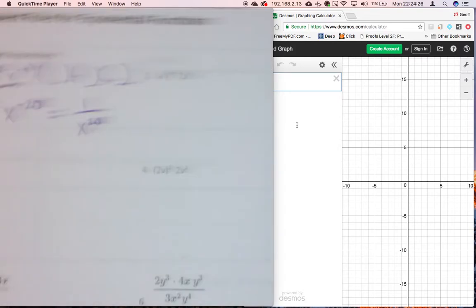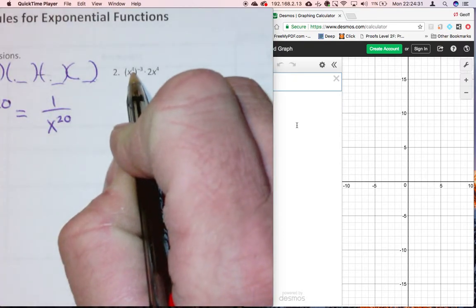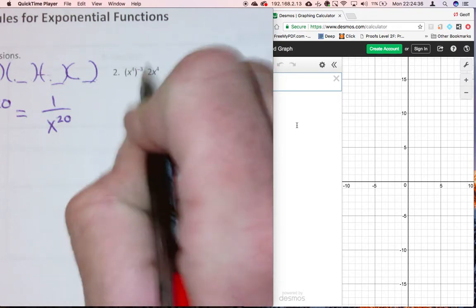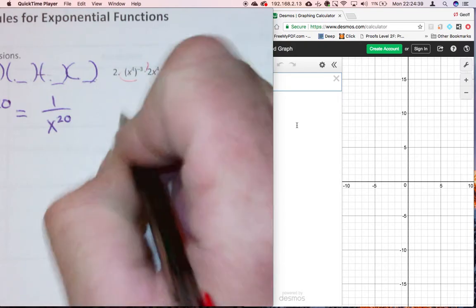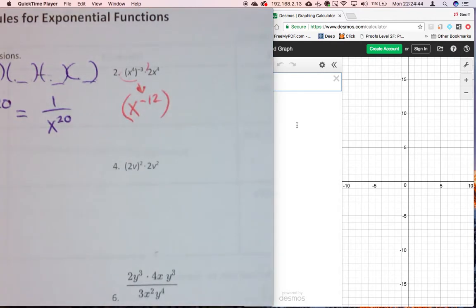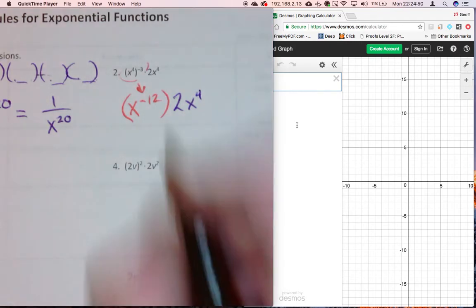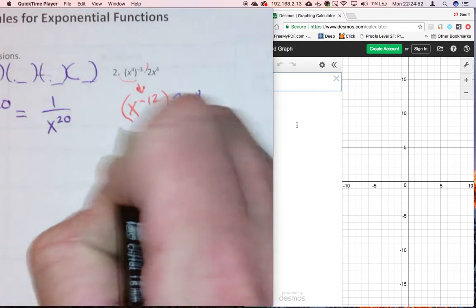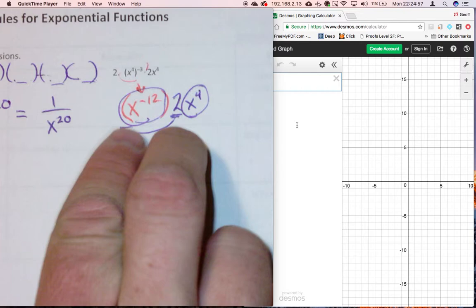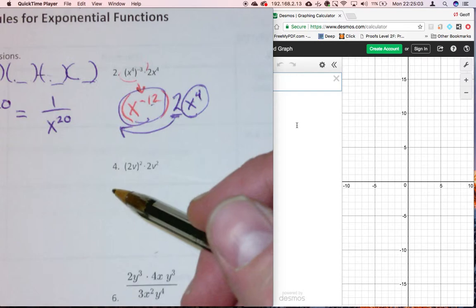Okay, number 2. Here we have x to the 4th power, and that quantity is raised to the negative 3 power. So remember what we just did in the previous problem, we're going to multiply the exponents, giving us x to the negative 12th. And so that quantity is remaining. We're going to continue to multiply by 2x to the 4th. So the 2 as the coefficient can move to the front. And then the x to the negative 12th and the x to the 4th, because they're on the same row, we are going to add the exponents. This is multiplying exponent rules.